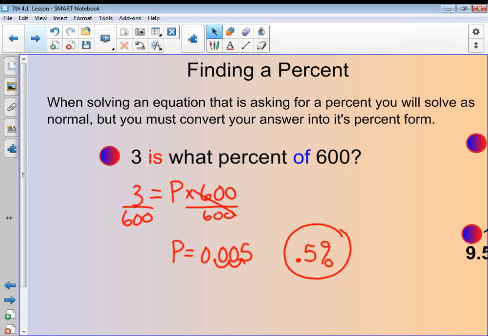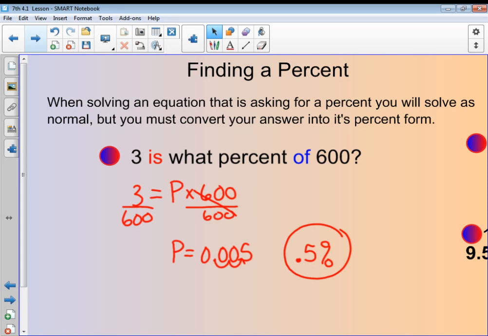Okay, so this one was kind of tricky because it was a pretty small number. So when you went through and you solved it and you got 0.005, remember, you still only moved 2 places. So it doesn't become 5%, but it becomes 0.5%. Okay, so that's working with percentage.